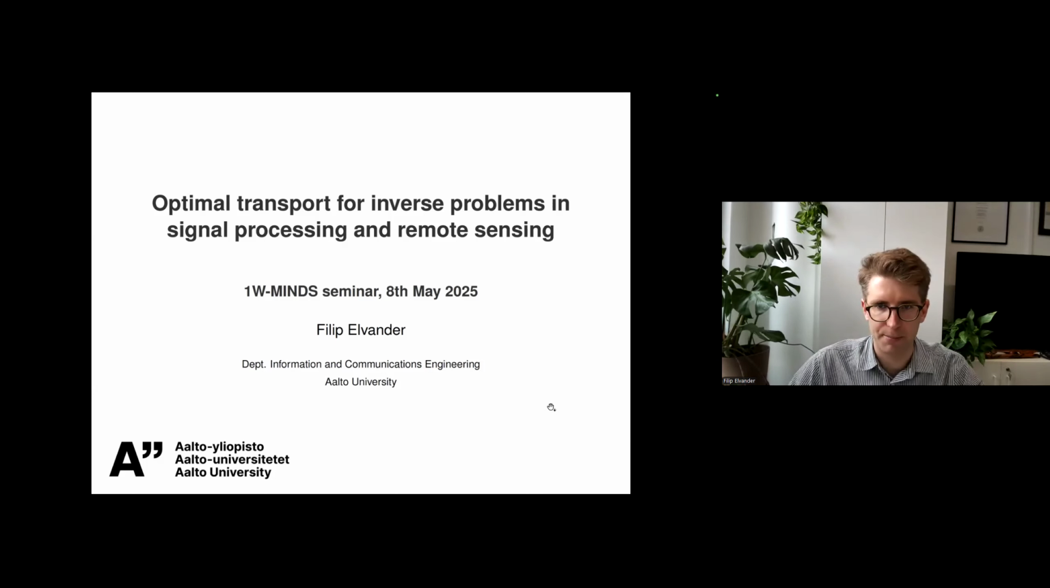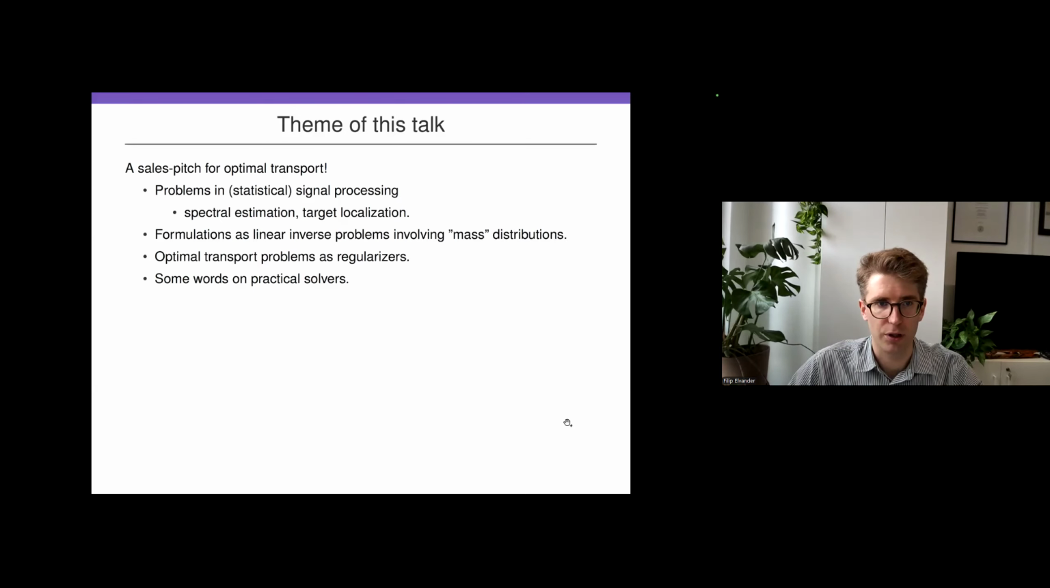So basically, as Axel says, this will be the theme of the talk, and in a way, it's kind of a shameless sales pitch for using optimal transport in inverse problems, and in particular in signal processing applications, statistical signal processing, I should say. So my idea of this talk is to give an overview of some signal processing problems where I think, at least, that optimal transport is a perfect fit for addressing some of the problems that typically cannot be handled by standard methods.